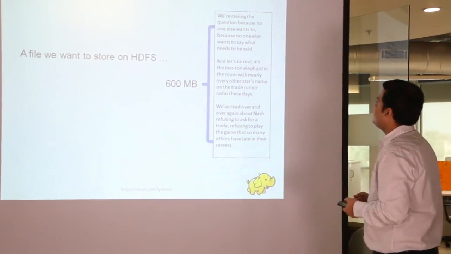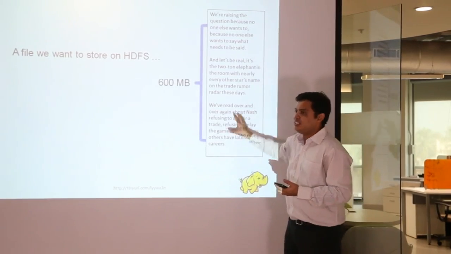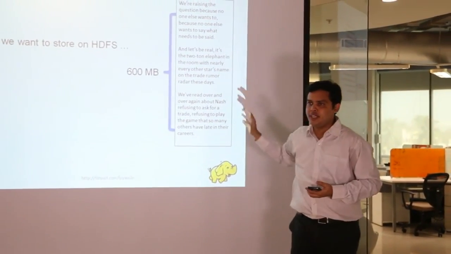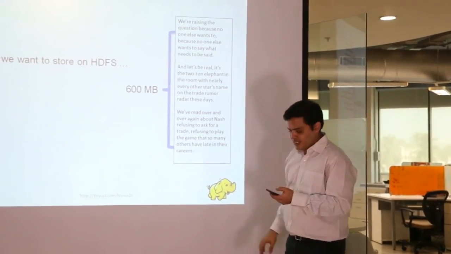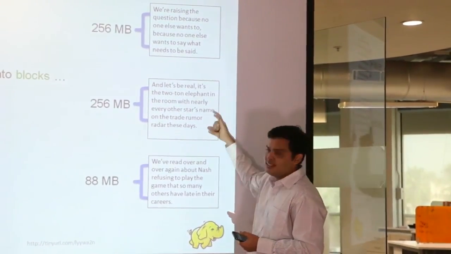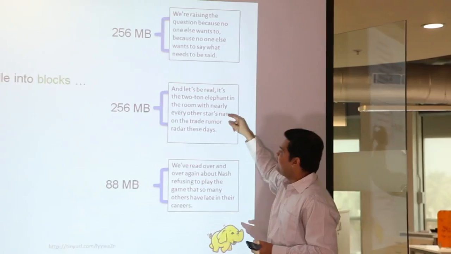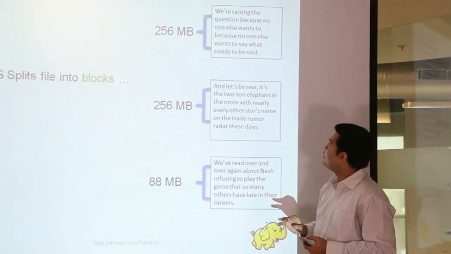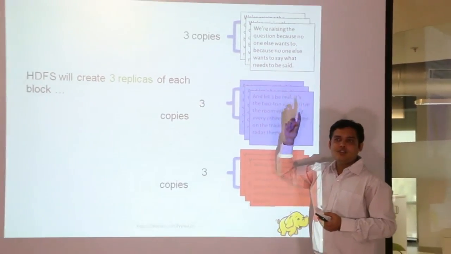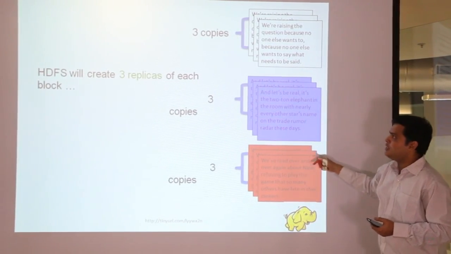So how does HDFS work? Let's say I want to store and process this big file, and I want to count all the words in it. How does HDFS store this data? It will split all the data into small chunks, which are called blocks. So the whole file is now split into 3 different blocks. It will replicate those blocks, so instead of one file, now you have 3 files. This is the first block, second block, third block.